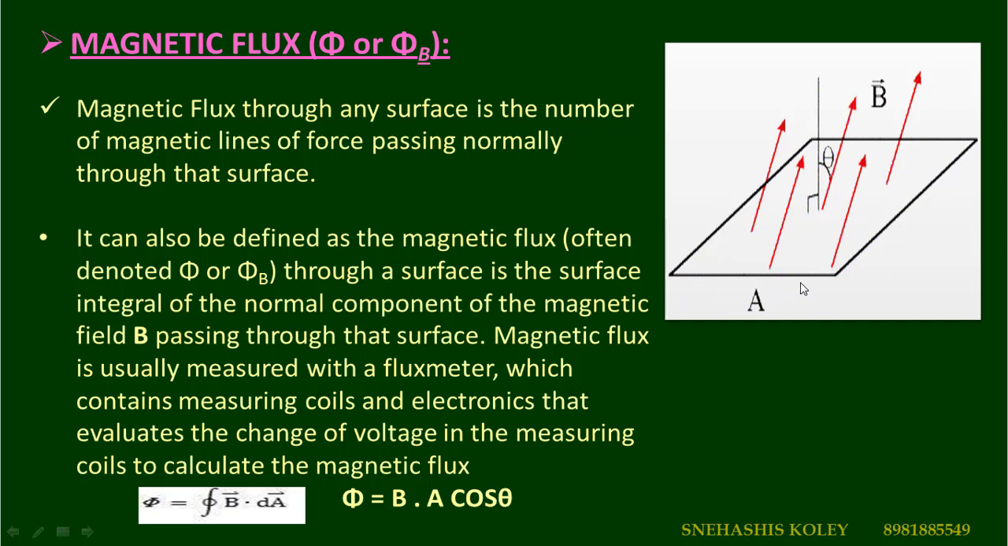That means if more field lines are passing through a surface, then the field strength or the magnetic force will be more, and if fewer field lines are passing through the surface, then the magnetic force will be less. So magnetic flux also determines the intensity of the magnetic field through a surface.